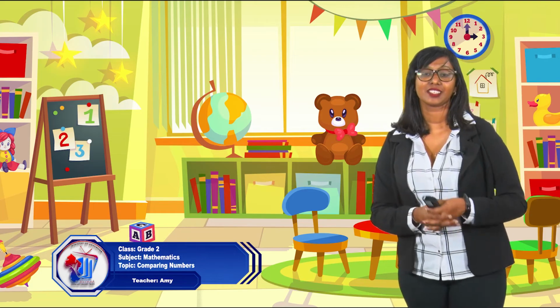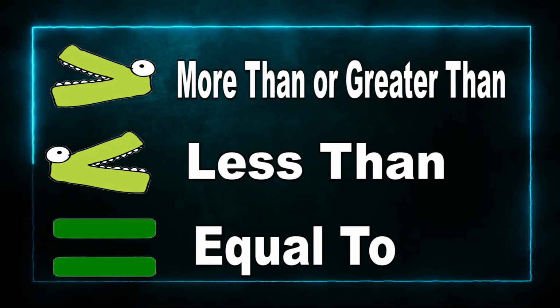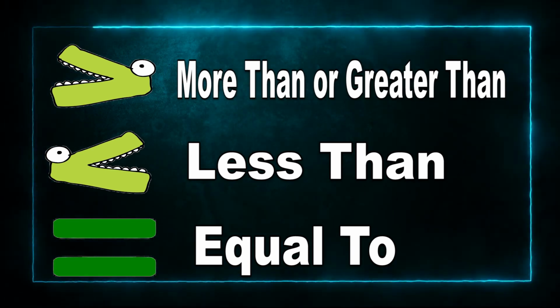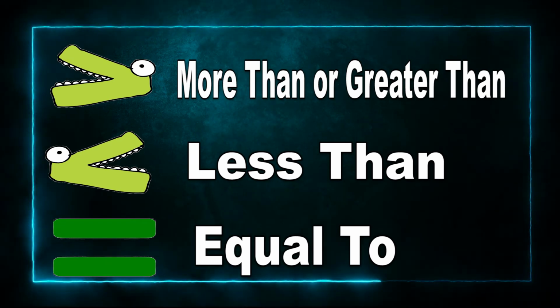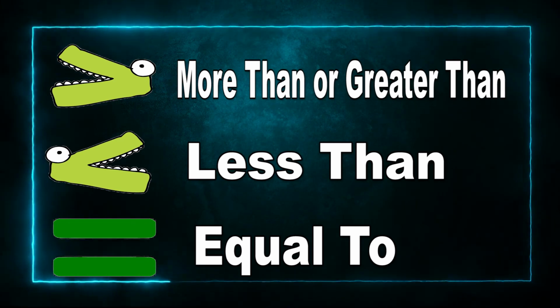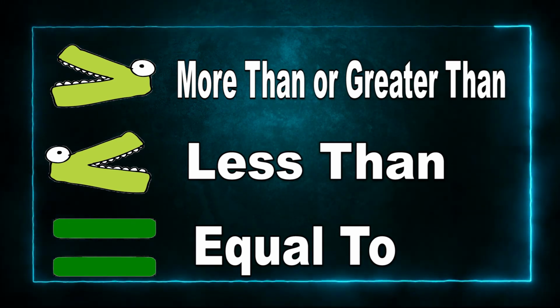And that's how we compare numbers, boys and girls, by using these three signs. The greater than or the more than sign, the less than sign, and the equal sign. When you're comparing numbers, always remember the more than sign and the less than sign, they are alligators. And the alligators are hungry. They will only eat the bigger number. So the mouth of the alligator always opens to the bigger number.